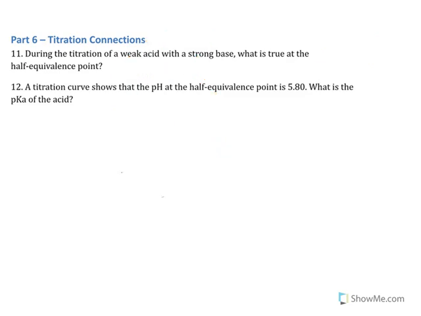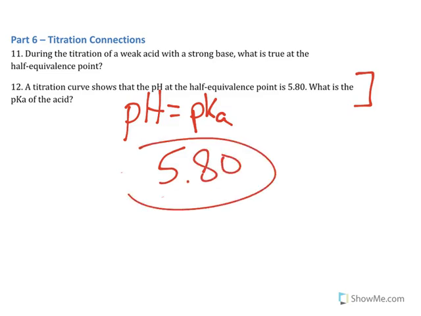And number 12 is exactly the same, just worded a little differently. You've got a titration curve that shows the pH at a half equivalence point is 5.8. What's the pKa? Now, I guess it really probably should have specified that this was a weak acid, strong base, or a strong acid, weak base, but we're going to assume it is. At the half equivalence point, half of that weak substance has been turned into its conjugate base. So the two concentrations are equal. Again, the pH just has to equal the pKa then. So the pKa of this acid is 5.80 because that was the pH at that half equivalence point.